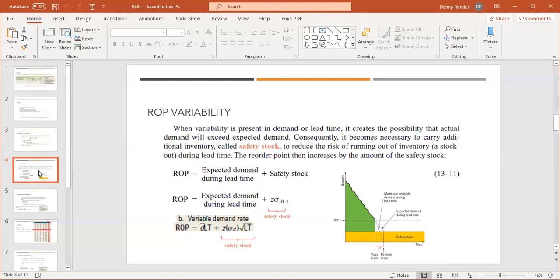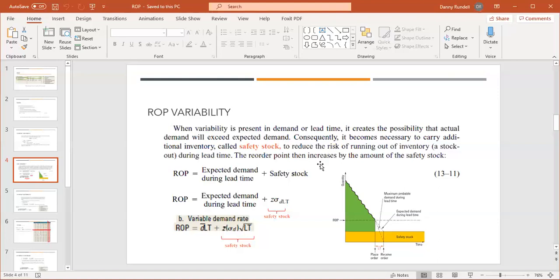So with reorder point variability, okay? Variability is present in demand or lead time. It creates a possibility that actual demand will exceed expected demand. So in other words, if what will be needed by your customers or what you're going to have to use on the job is not always the same, that means that you might end up using or being demanded of you more than what you expect, okay? So because of that, there's something called safety stock. That reduces the risk of completely running out of inventory. So it tries to address that wiggle room.